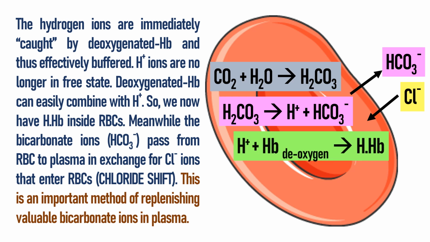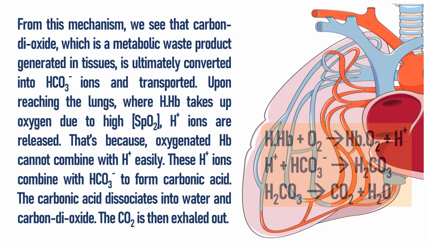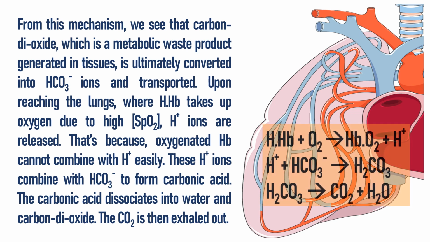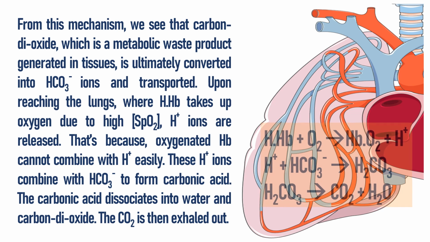Meanwhile, the bicarbonate ions pass from red blood cells to plasma in exchange for chloride ions that enter into red blood cells. This is known as chloride shift or Hamburger phenomenon. This is an important method of replenishing valuable bicarbonate ions in plasma. The illustration shown here explains the process. From this mechanism, we see that carbon dioxide, which is a metabolic waste product generated in tissues, is ultimately converted into bicarbonate ions and transported.